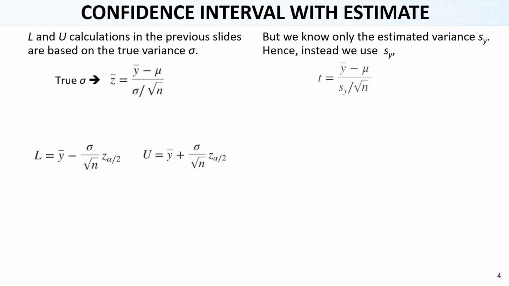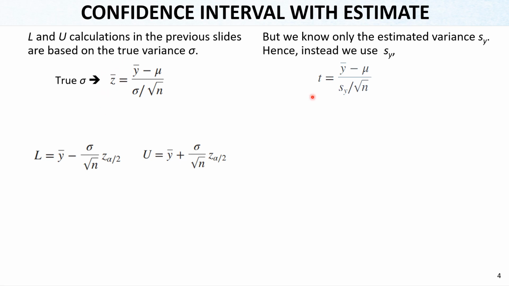As we mentioned in the previous slide, the true variance is used to be able to get these upper and lower bounds. So sample mean and true variance. But in reality, we don't know the true variance. We only know the estimated variance, SY. So a simple modification is that instead of using the sigma, let's use SY. That's the sample variance or standard deviation. And in that scenario, because we don't know any true values, we only use the sample standard deviation.